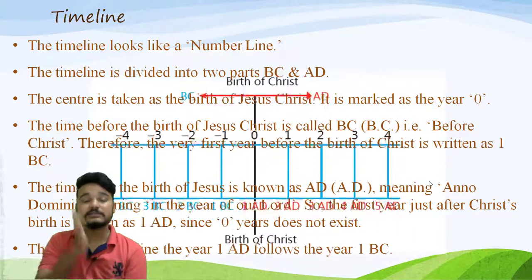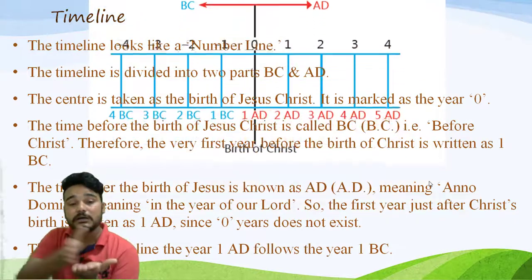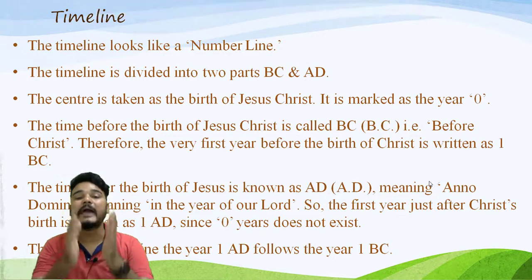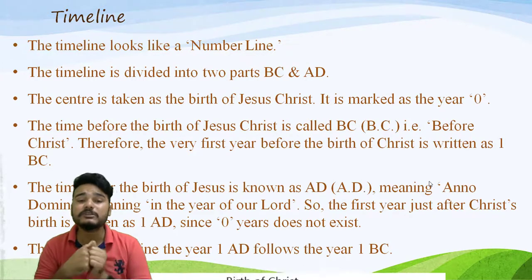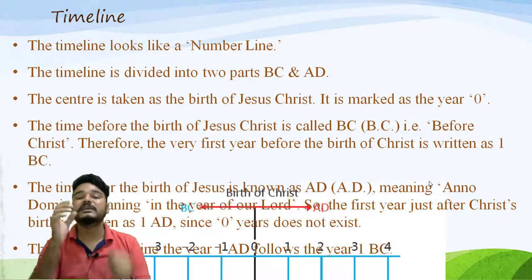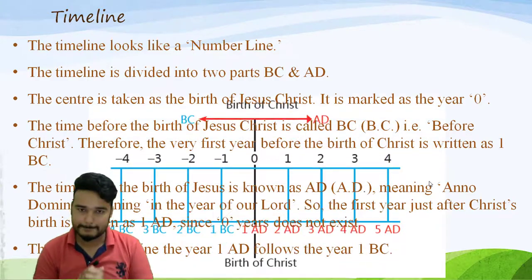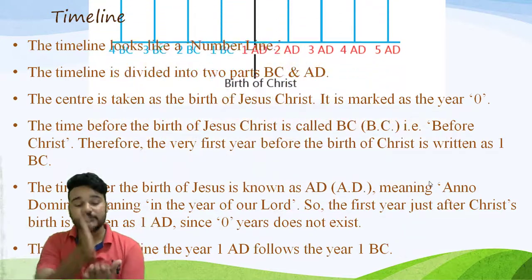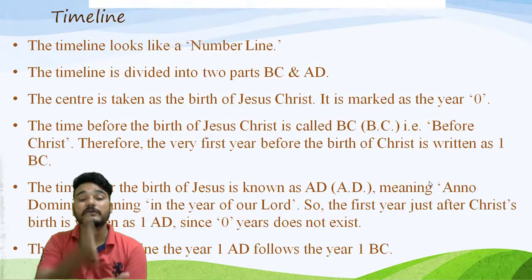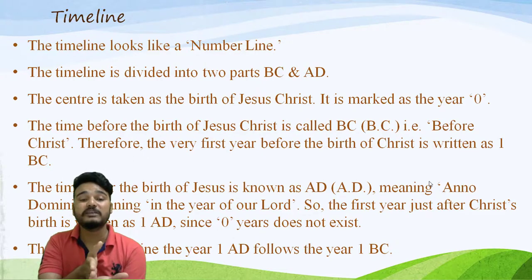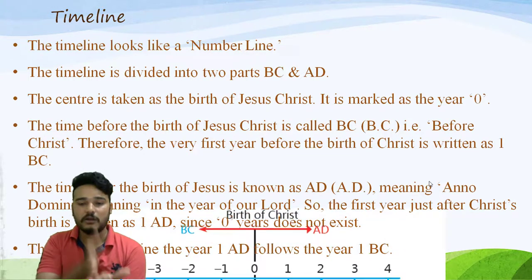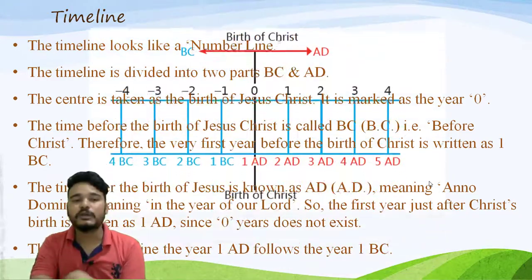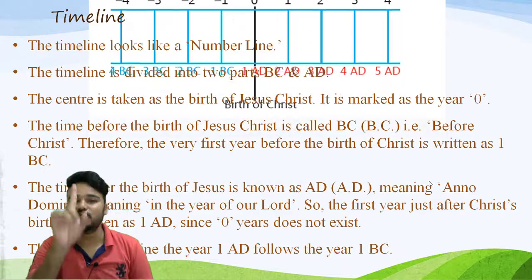And the time after the birth of Jesus is known as AD. AD means what? Anno Domini. Anno Domini means in the year of our Lord. For Christians, Jesus Christ is the Lord. So they have taken that word: AD means Anno Domini, in the year of our Lord. So the first year, the year in which Jesus Christ was born, is written as 1 AD.